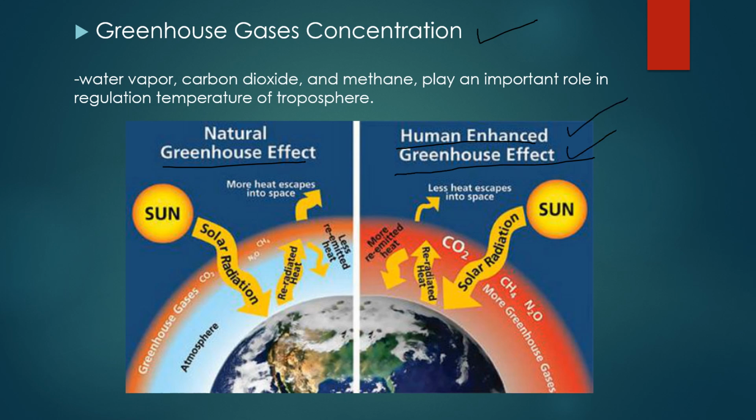There is more re-emitted heat, more re-radiated heat, and less heat is escaping into space. Why? Because there are more greenhouse gases now, not just natural greenhouse gases, but we are also adding man-made greenhouse gases and man-made aerosols, right? So all these things are increasing those gases and aerosols that keep our planet warm.